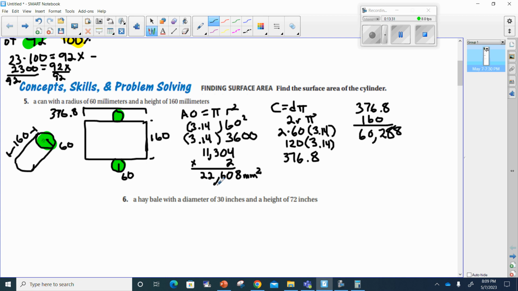All right, so I found out the area of both my circles. So these are the circles. I found out the area of my rectangle. Now all I've got to do is add them together to get the total surface area. So I'm going to take this 60,288 and I'm going to add it to 22,608. And that'll give me the total surface area.